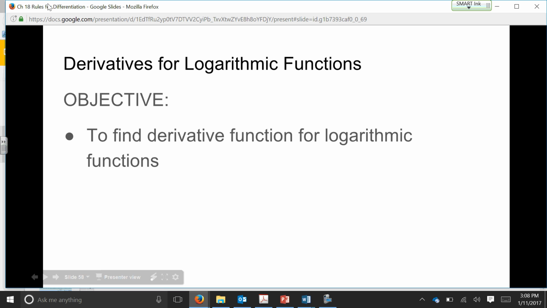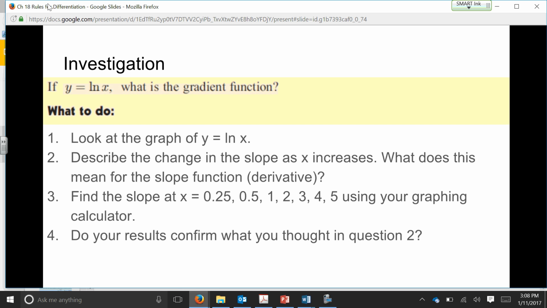Hey guys, we're taking a look at the derivatives for log functions today. We're going to talk about some general rules and also how to put together some of the other rules that we've been talking about with taking derivatives. So the first thing we're going to do is this little investigation.